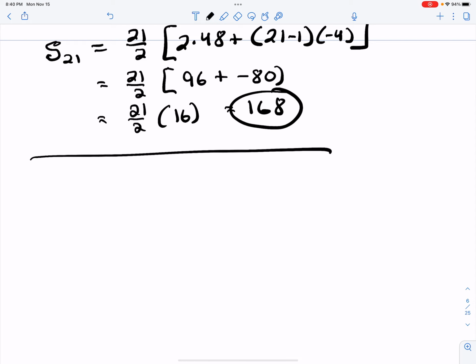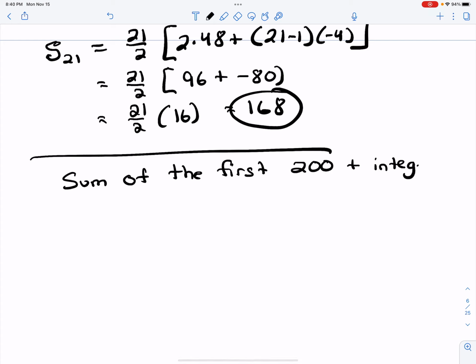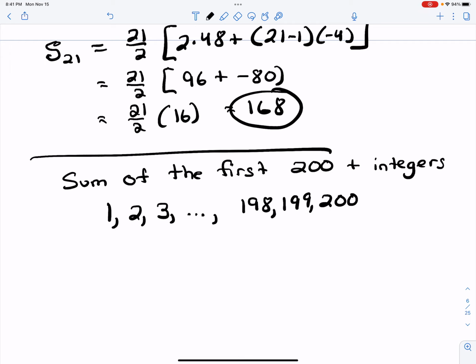Oh, here's another one. This is the same idea as Friedrich Gauss. Sum of the first 200 positive integers. Well, we know it goes 1, 2, 3, all the way out to 198, 199, 200. And we're trying to find the sum of these first 200 positive integers. If you think about it, we know a sub 1 and we know a sub 200.